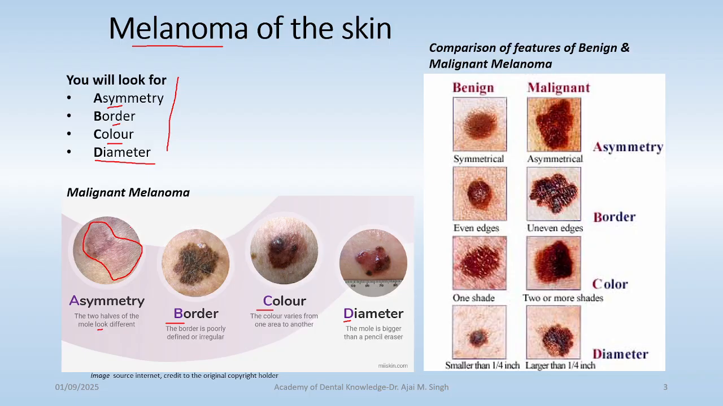If you divide either this way or this way, there will be no symmetry. So this is one of the features of malignancy.